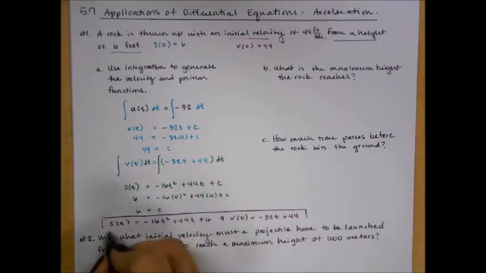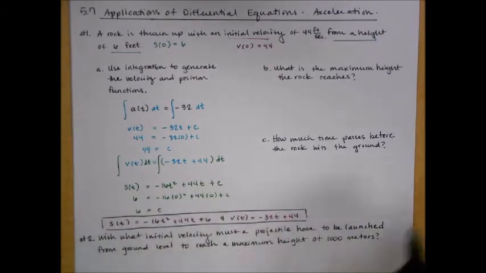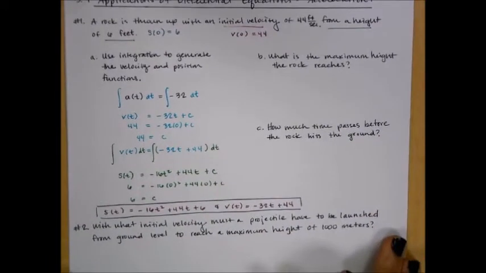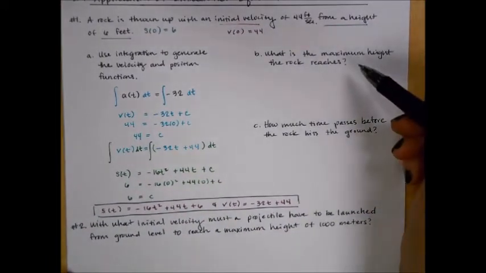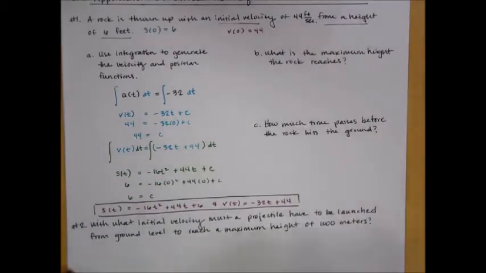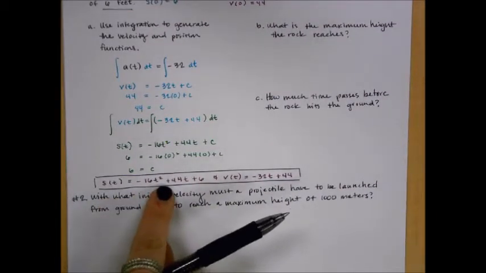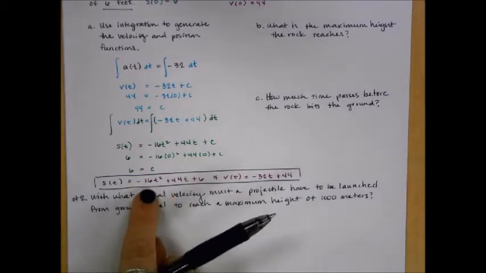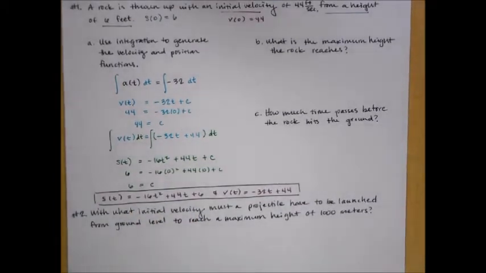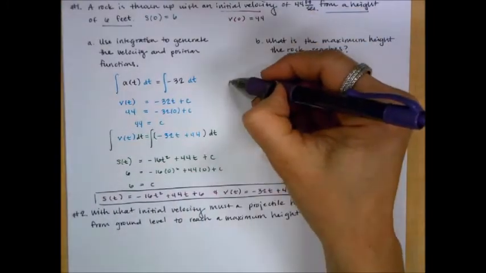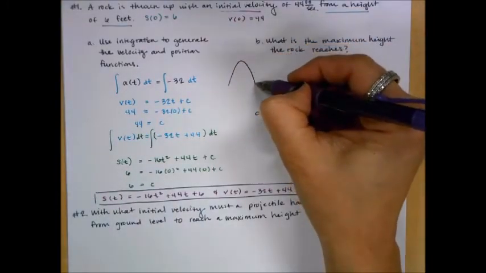So now we're going to use those to answer questions B and C. B asks, what is the maximum height the rock reaches? So remember that our position function follows the path of a quadratic or a parabola. It's a downward facing parabola at that. So we're looking at something that follows this projectile motion path.